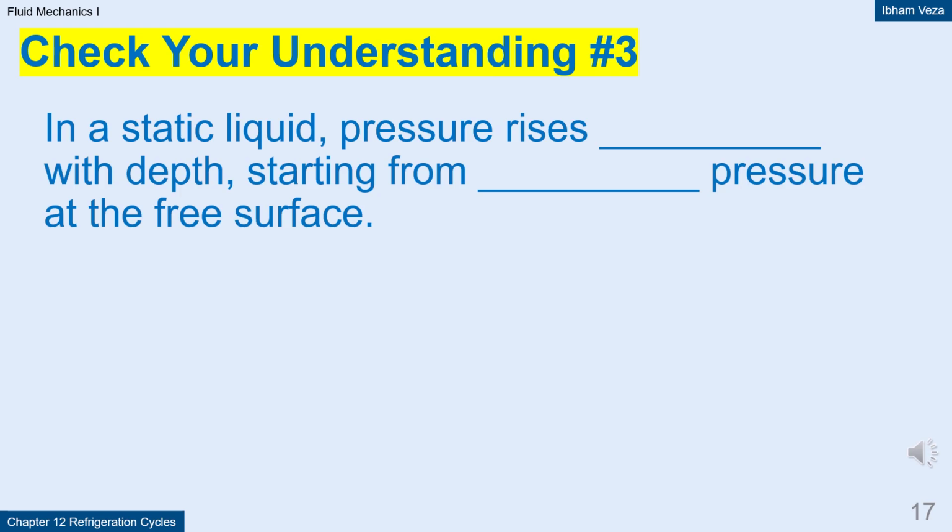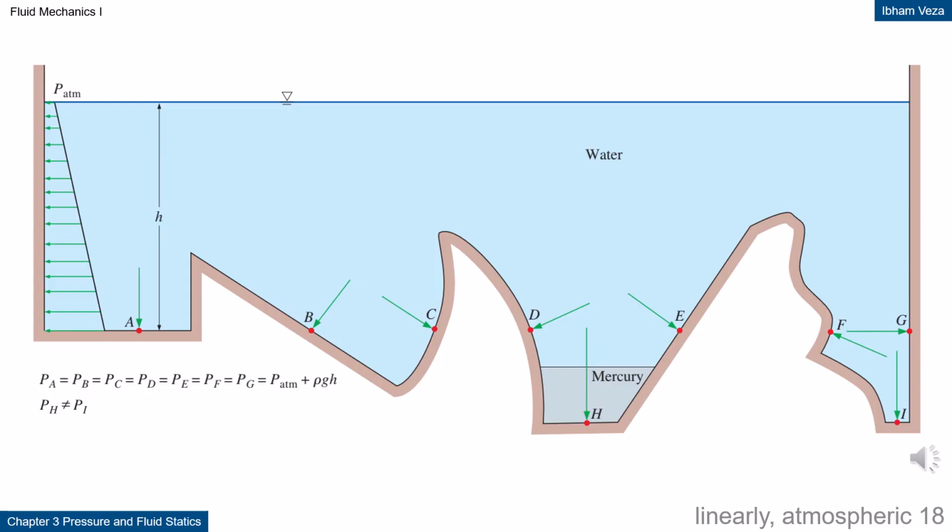Check your understanding. Number 3. In a static liquid, pressure rises linearly with depth, starting from atmospheric pressure at the free surface.